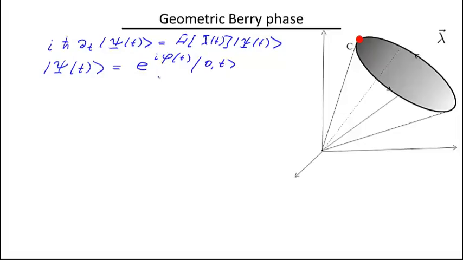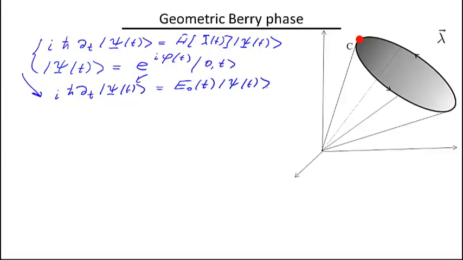And if we plug this form of the solution back into the Schrödinger equation and recall that by definition this 0 of t is the instantaneous eigenstate of the Hamiltonian, combining these two things will lead to the Schrödinger equation in this form: i h bar d over dt of psi of t is equal to the energy of the ground state, which is time dependent in this case because the energies are moving around, times psi of t. Okay, and this is no longer an operator, actually. This is just a function.